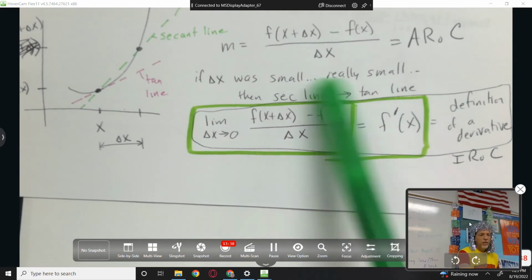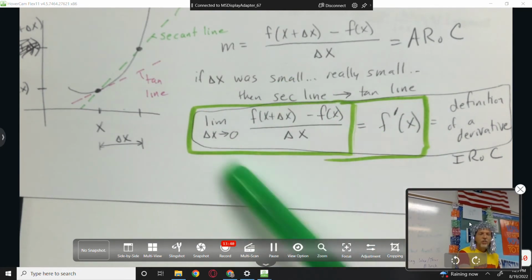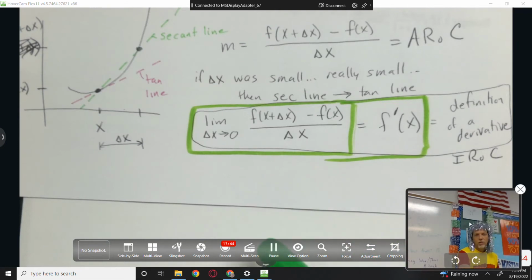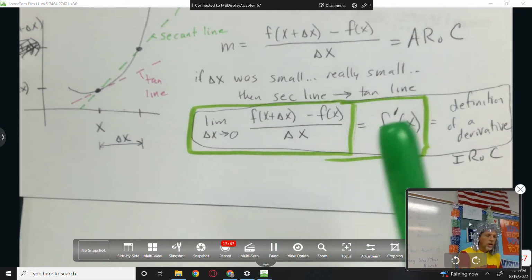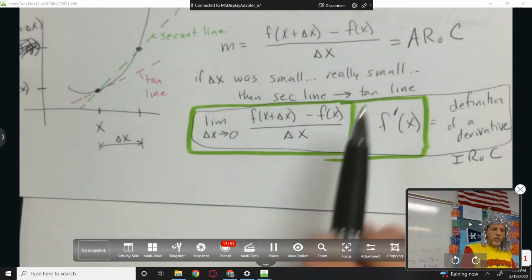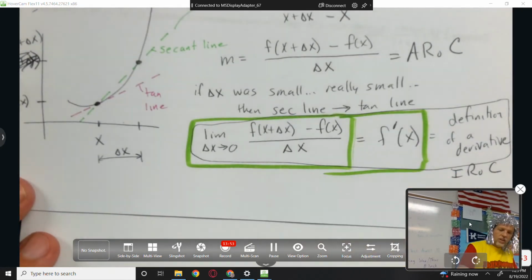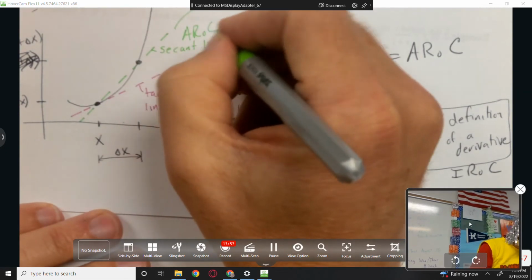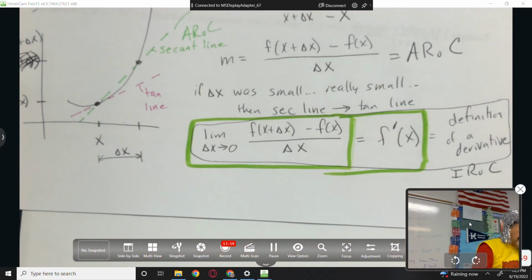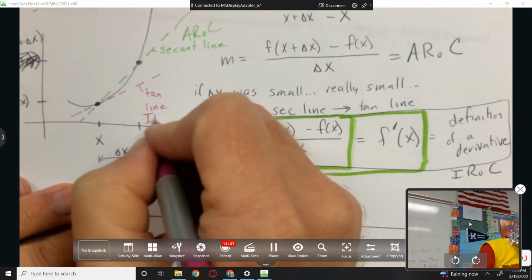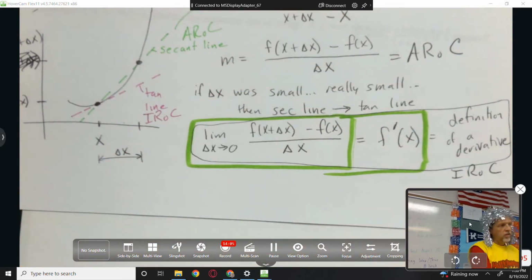The AP test will ask questions that test your understanding, not just, oh, did you memorize it and can you plug some stuff in? So I hope that makes some sense about the connection between the average rate of change, that's the secant line, or the slope of the secant line. The tangent line is the instantaneous rate of change.